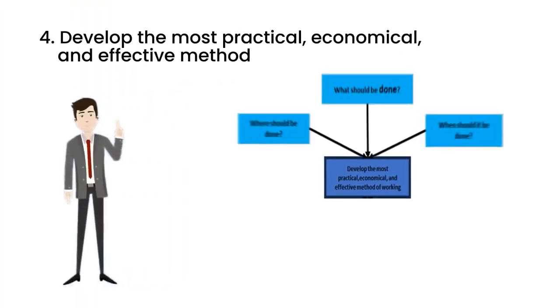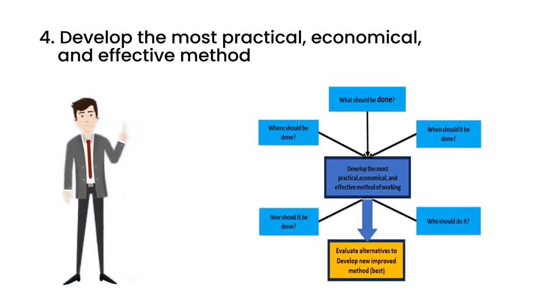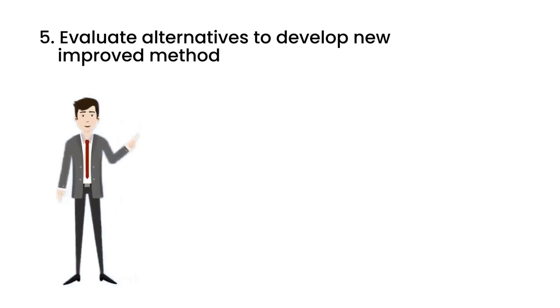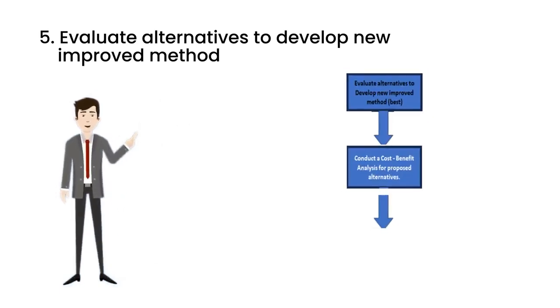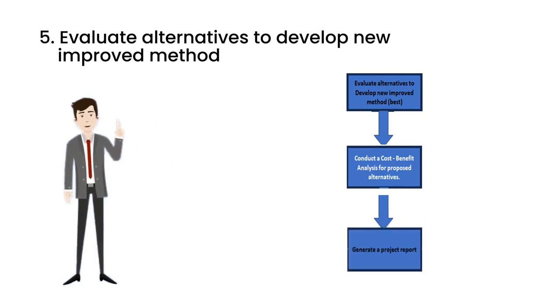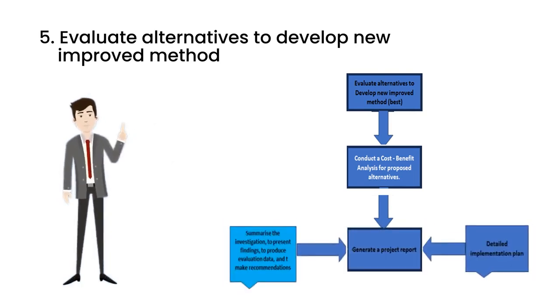Develop the most practical, economical, and effective method. Evaluate alternatives to develop a new improved method. The develop stage of the method study procedure should result in proposed changes to existing ways of carrying out the work under review. In many instances, however, the method study highlights several possible changes and therefore a few potential new methods.